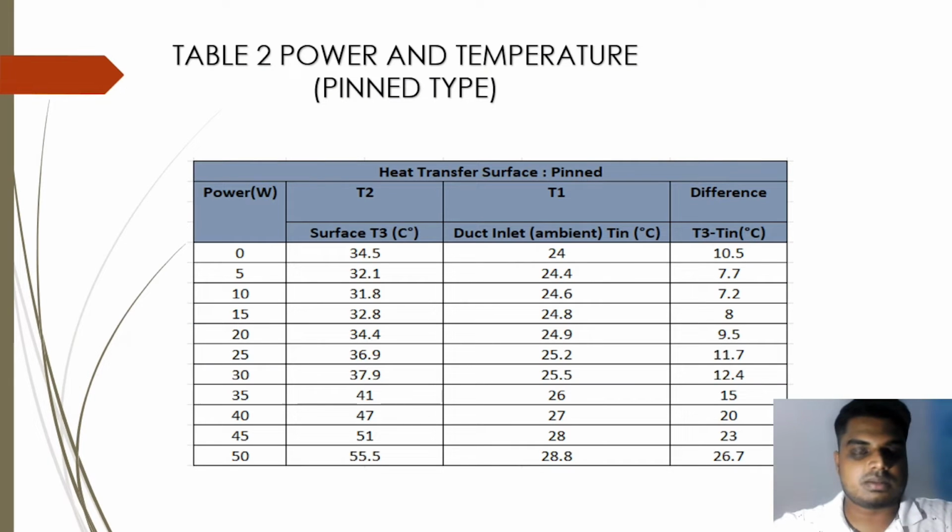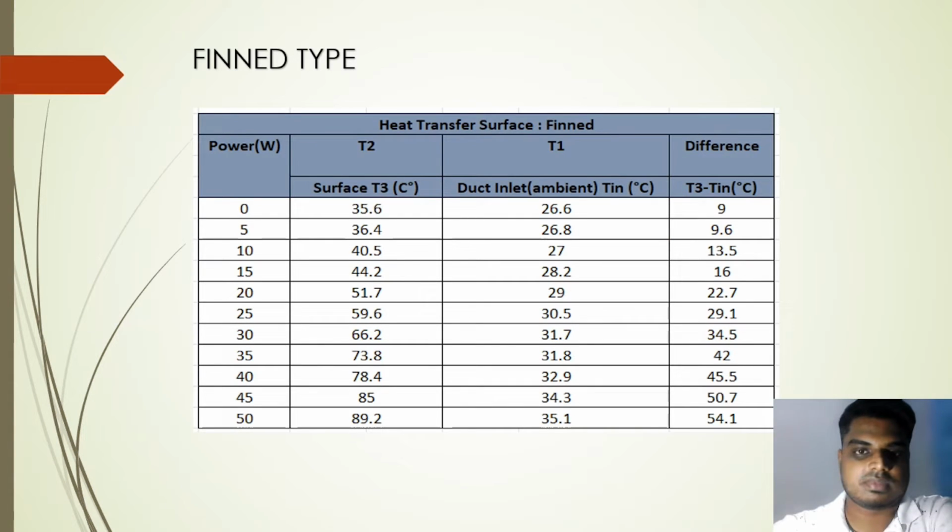Now we look at the power and temperature table for pin type surface. Here we can see the heat transfer surface of pin with power supply from 0 watt to 15 watt. After we record the T2 and T1, that is surface T3 and duct inlet, we calculate the temperature difference at the right side of the table. So we can see the temperature difference for the pin type surface.